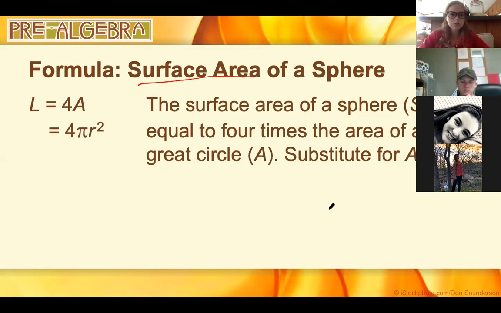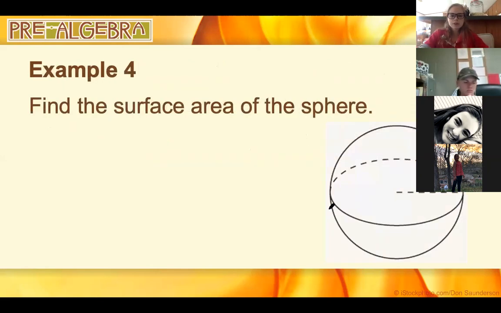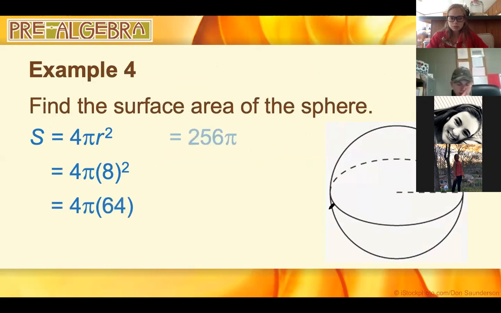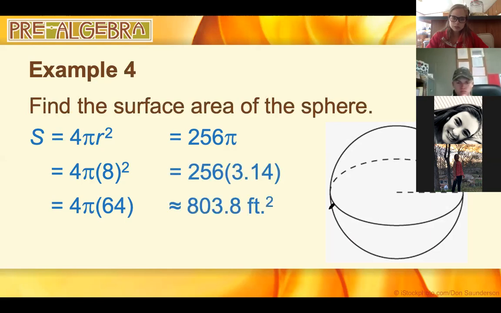Yeah, they have it wrong in the book up there. Okay. So find the surface area of the sphere. 4 pi r squared. What's the radius? 8. Plug that into your formula. So the surface area of the sphere is 256 pi, you can change that to a decimal, 803.8 square feet.